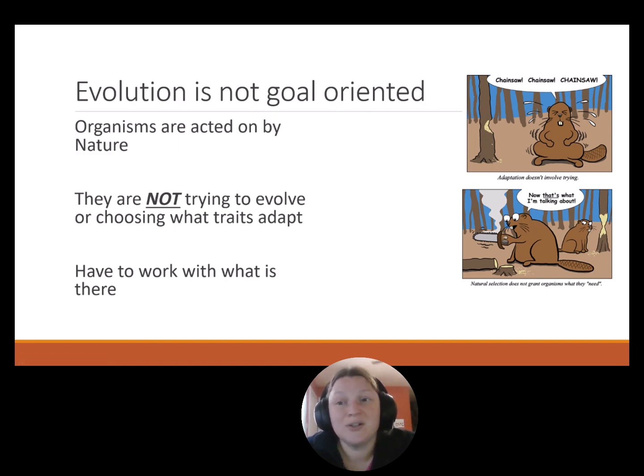So in this little cartoon, we see a beaver who wants his adaptation. He wants a chainsaw arm. And so we see that this happens. Now that's what I'm talking about. This is not how natural selection works. You don't get to make up your own adaptations. It works with variations already present in a population. We're not evolving towards perfection either. So again, we're working with variations already present, so we're not evolving upwards towards perfection.